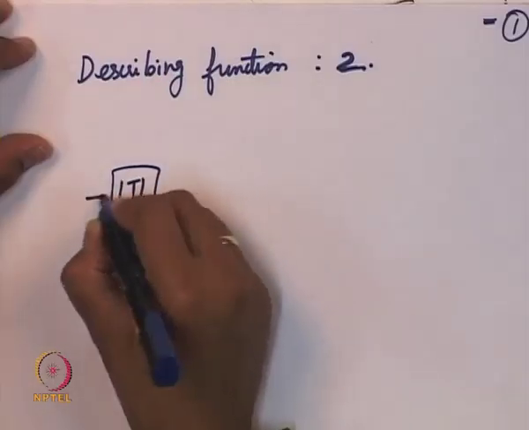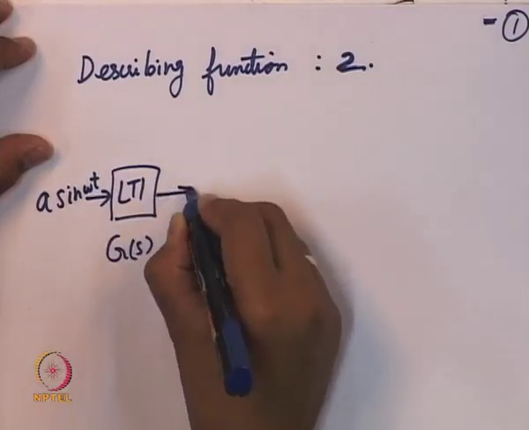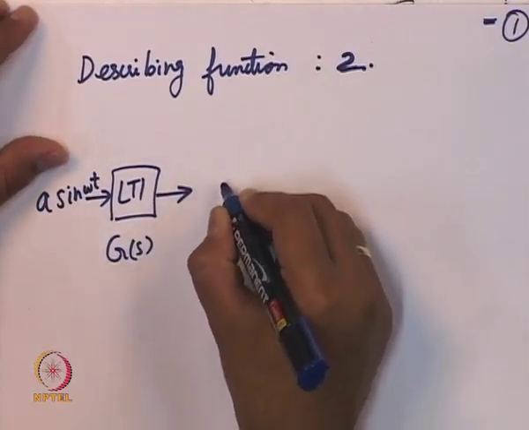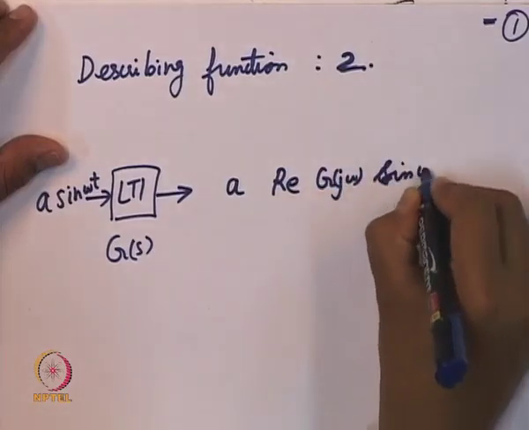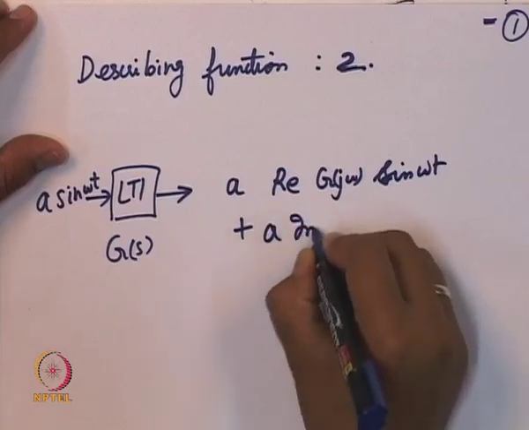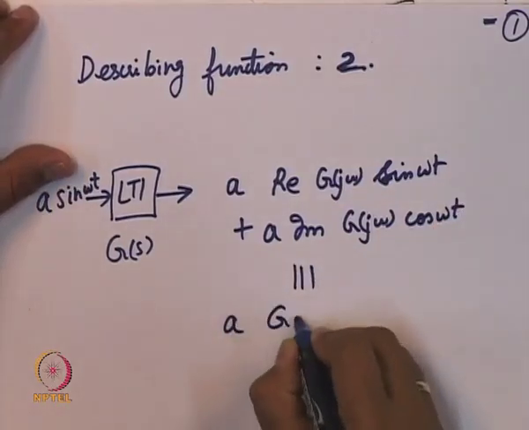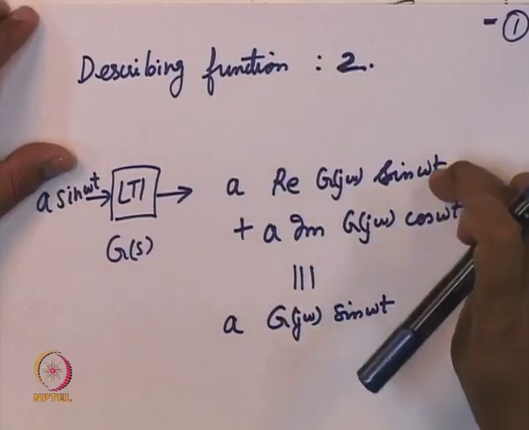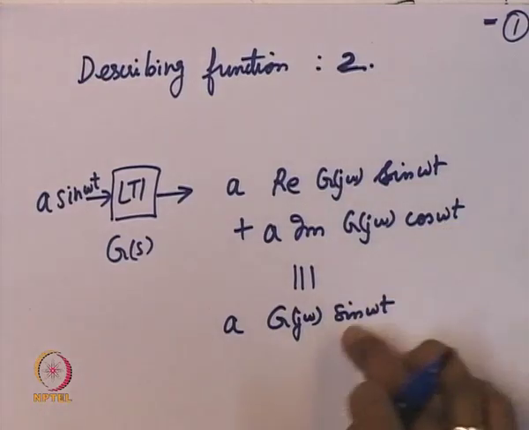So recall that for LTI systems, let us say with transfer function G(s), if you give a sin omega t, the output has a transient part which we are not going to worry about from now on. We are going to have the output as the real part of G(j omega) times sin omega t plus the imaginary part of G(j omega) times cos omega t, which we are going to write together as G(j omega) times sin omega t. This one is a real signal, sinusoidal part plus cosinusoidal part; the cos omega t times j we are going to write as nothing but sin omega t.